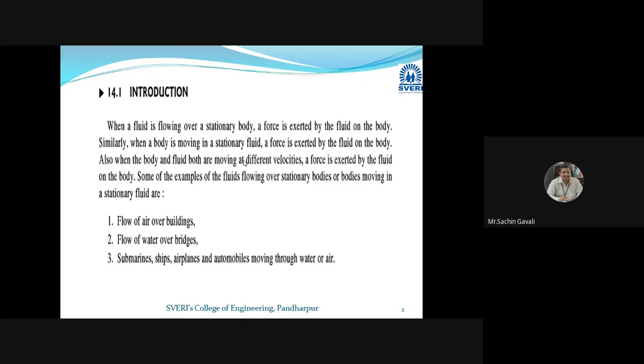Whenever any body is submerged in a fluid, the fluid may be stationary or may be moving. It has a tendency to exert a force on that body. That force is just a resultant force, but if you resolve it, we can resolve it in the horizontal direction and in the vertical direction. Two components will result, and we call them drag and lift. We are going to see those details in this chapter.